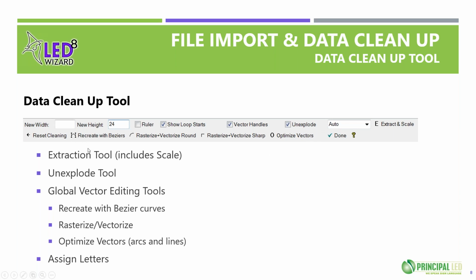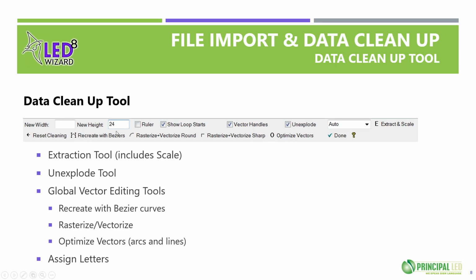Once you've selected everything, you've scaled it, and you've unexploded if necessary, you click on extract and scale, and that brings up the second row of options here. These are all what we call global vector editing tools. There are 4 different options, kind of 3, because there's rasterize, vectorize, round, and sharp. And then there's recreate with Bezier curves and optimize vectors, which converts to lines and arcs. I'll talk about that in a minute as well.